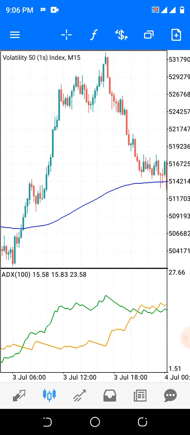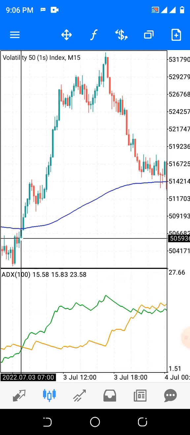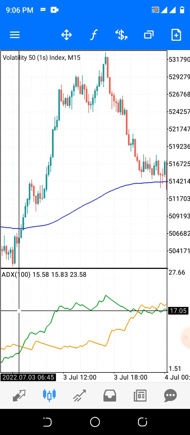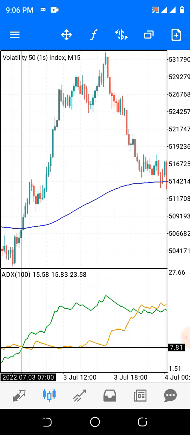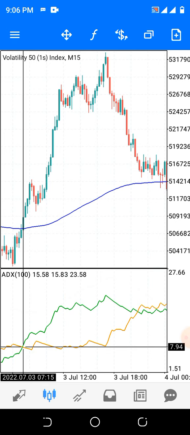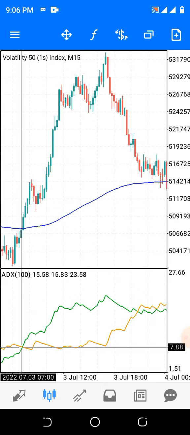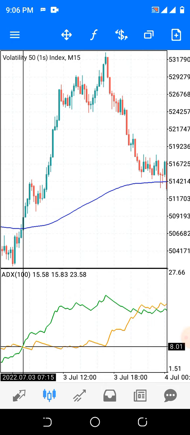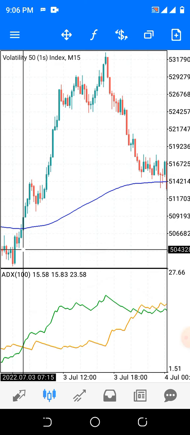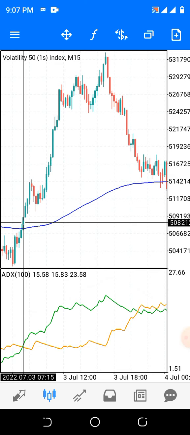Now let me illustrate how this strategy works. Watch. The first condition is that there must be a crossing. Look at the crossing here: the green ADX crosses above the yellow ADX. This is where the crossing occurs. Then you trace it up to see if the second condition is fulfilled, that the candlestick must be above or close above the moving average.